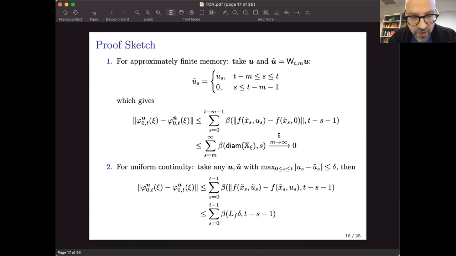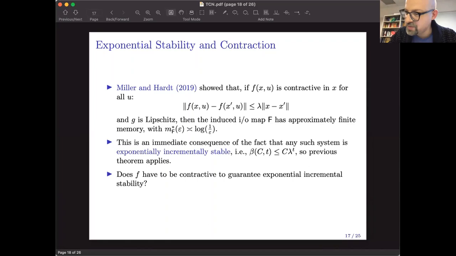Now, I want to apply this to a particular type of stability that we're used to, which is contraction. So Miller and Hardt, for example, were looking at recurrent models that were contractive. So the state space dynamics basically is contractive. If I give you the same input but two different states, the distance between the corresponding next states shrinks by a factor of lambda.